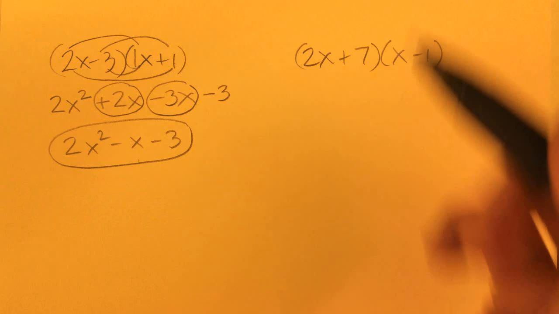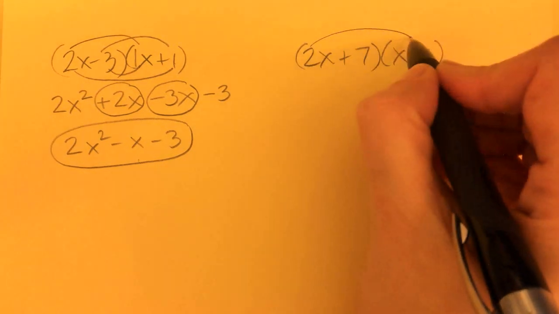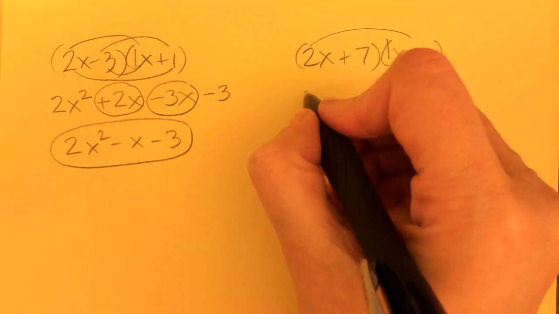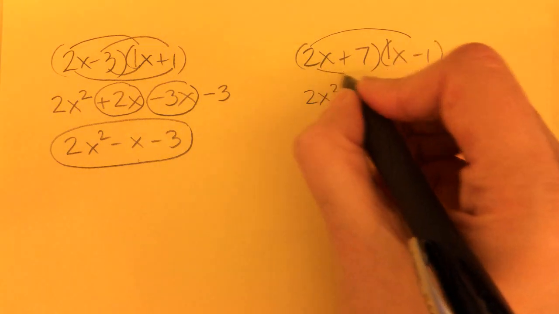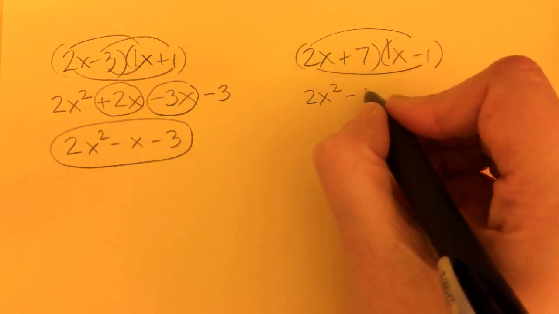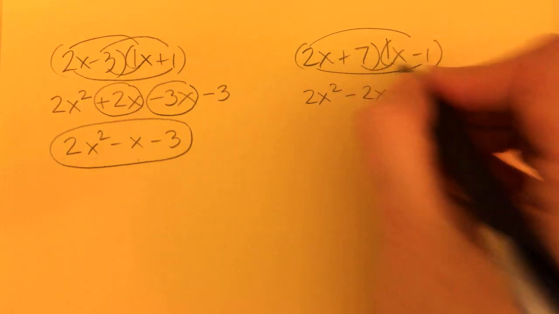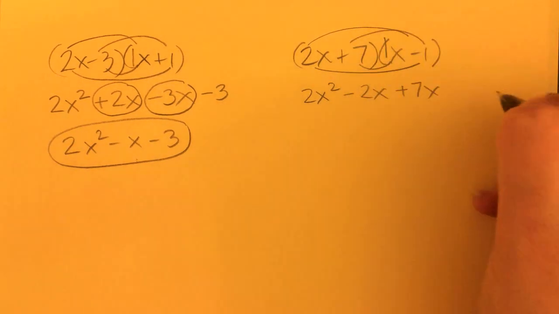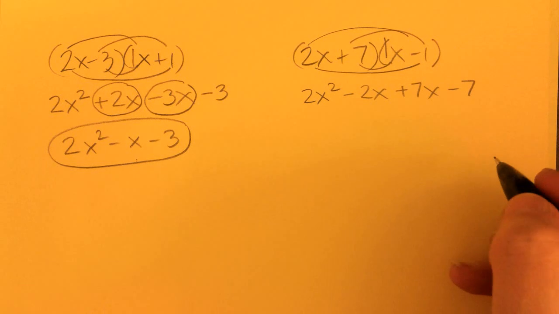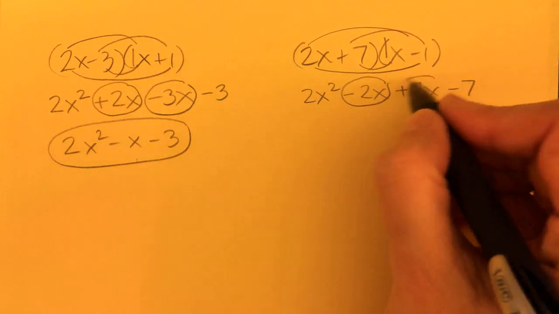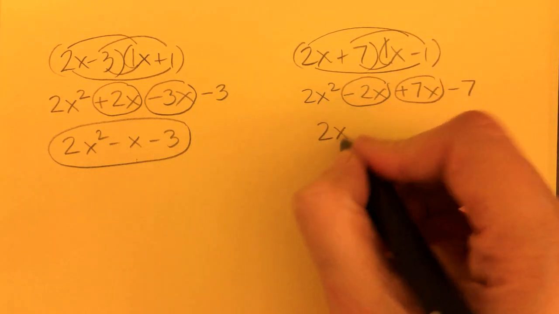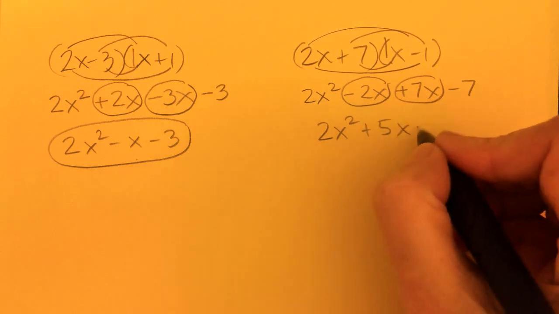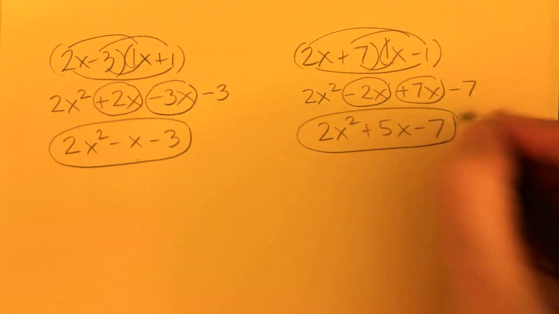Okay, so I'm going to start working this one out. I have 2x times 1x, which is 2x squared. 2x times negative 1 is negative 2x. 7 times 1x is plus 7x. 7 times negative 1 is minus 7. When I combine my x's, I have 2x squared plus 5x minus 7.